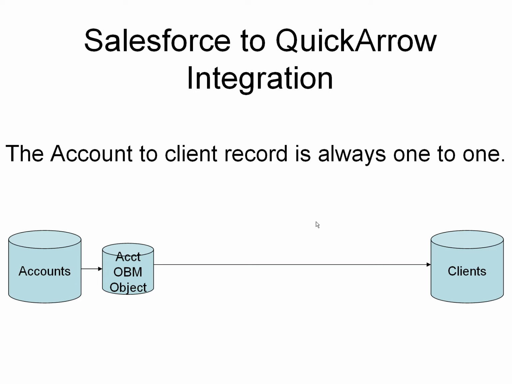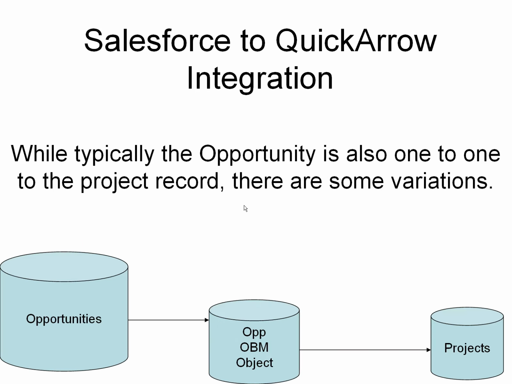All right, the client records are always one-to-one. There's no variation from that. And typically, the opportunity is also one-to-one. However, there are a few variations.